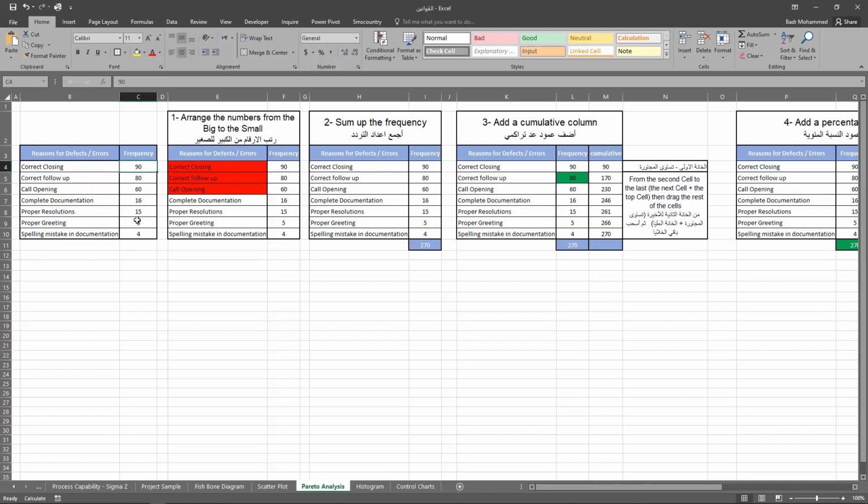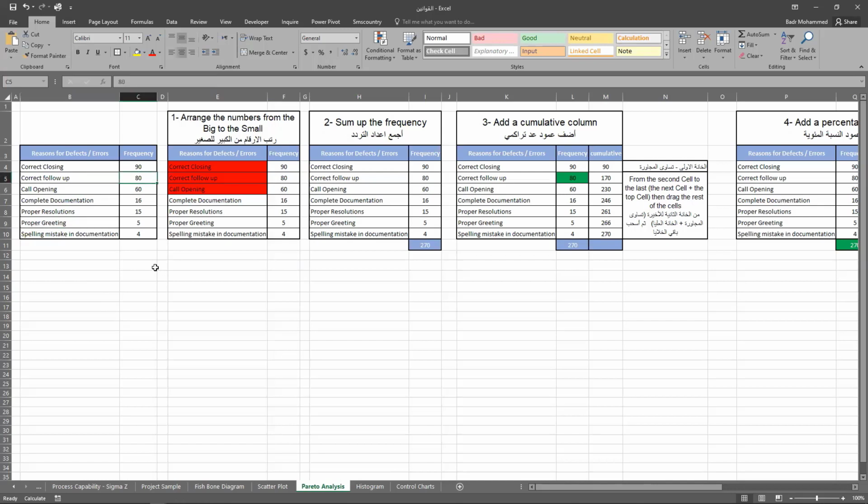So 90 times, it is not a good closing for the call from the customer. Correct follow-up, how many defects do we have? We have 80 defects, meaning it has been repeated 80 times. Call opening 60 times. Complete documentation 16. Proper resolution 15. Proper greeting 5. Spelling mistake in documentation 4.